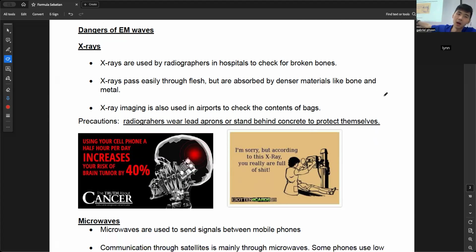Anyways, dangers of electromagnetic waves, guys. Has anyone here never done an X-ray scan before? I have to regret letting you guys drink in my damn class.